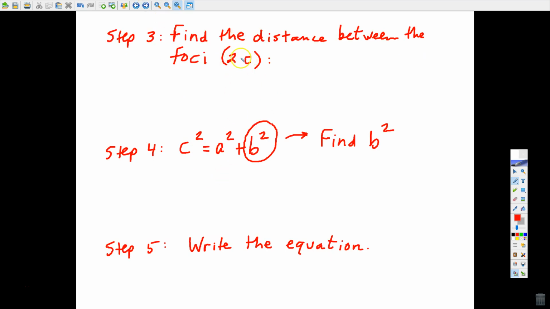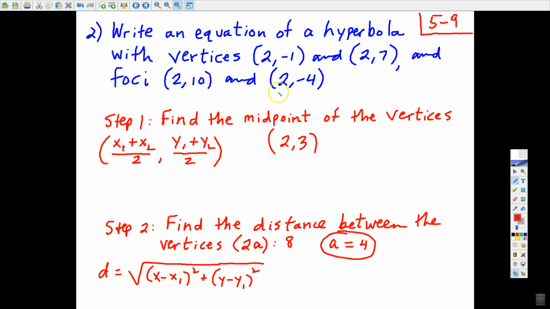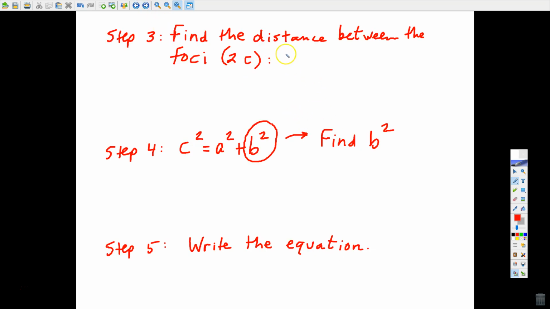Okay, now let's find out what c is, and I'm starting off, just like I did with the vertices, with the total distance between these two focal points. Well, from 10 to -4, that's a total of 14 units. If you travel from 10 all the way to -4, you've traveled 14 spaces. 2c is 14, therefore c is equal to 7.